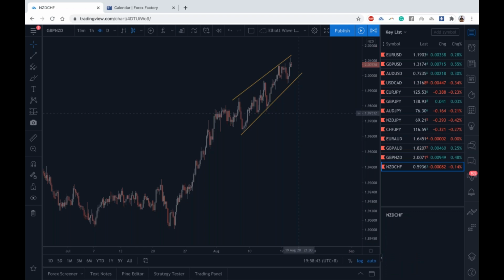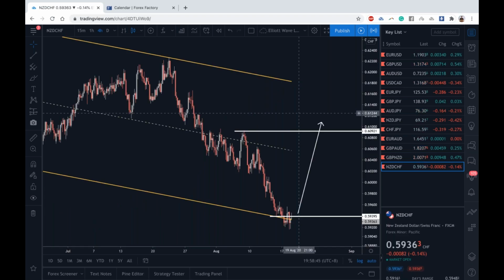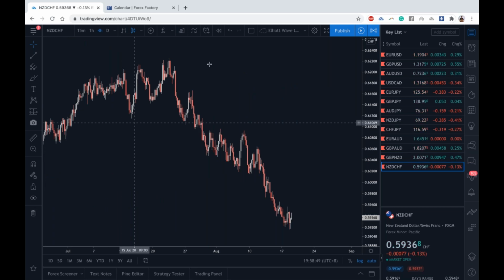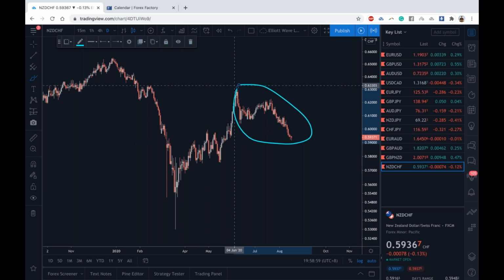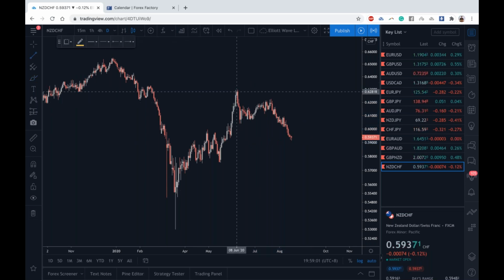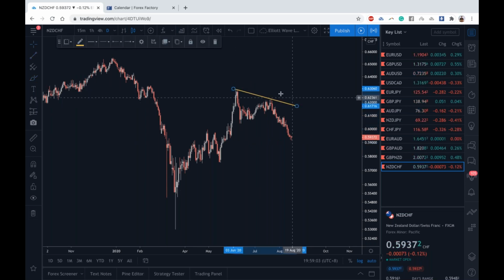Another one that is very clear is actually New Zealand Swiss franc. Okay, so let me remove the drawing. This one is very clear on the daily chart. Now ask yourself, how is this forming? If today I put in that line, you'll be able to see, right? So I just duplicate that.